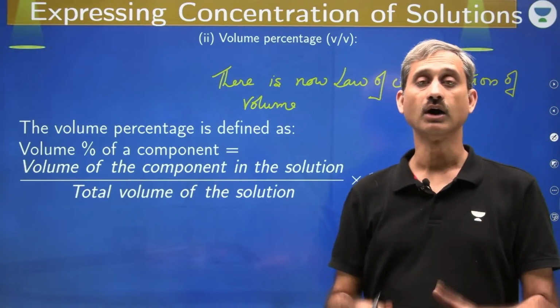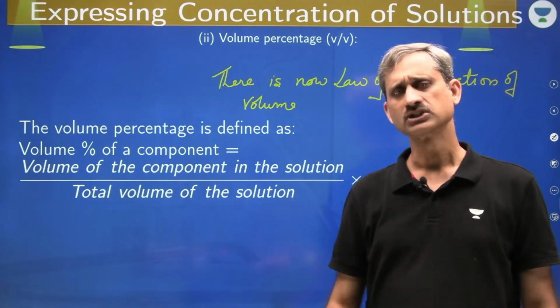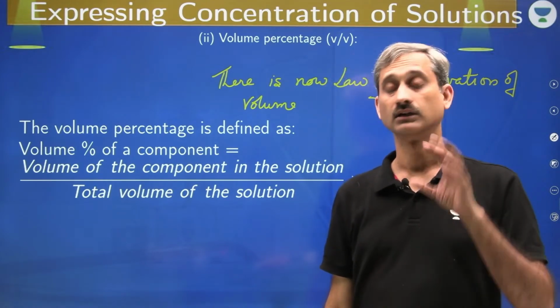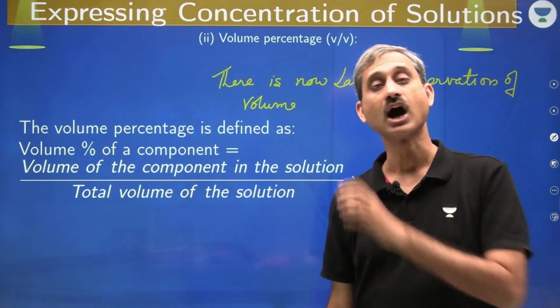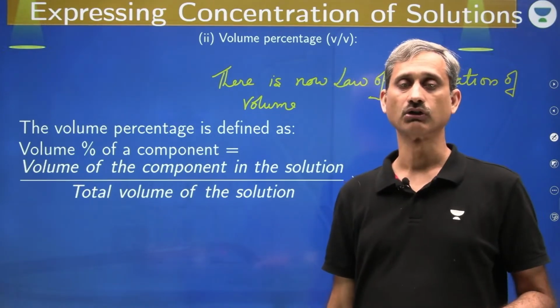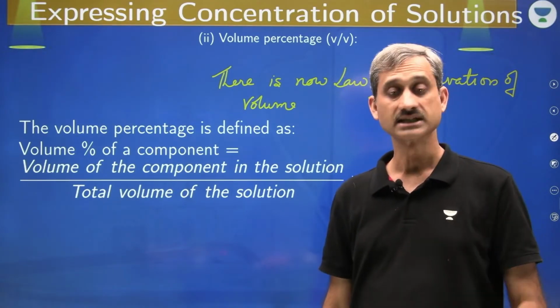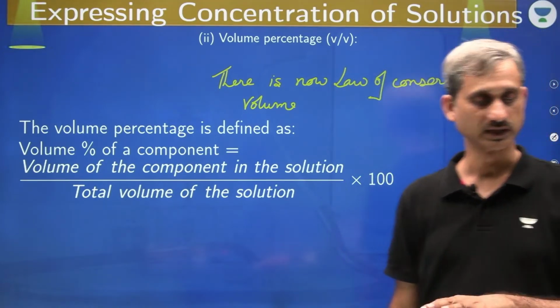So if you are given the volume of the solution and the volume of the solute, and somebody asks you the volume of the solvent, you better say, I don't know. It's not a compulsion that 10 milliliter of the solute and 90 milliliter of water will give you 100 milliliter of solution. It could be 105 milliliter also, and it could be 95 milliliter also. So there isn't anything called the law of conservation of volume. Don't confuse it.